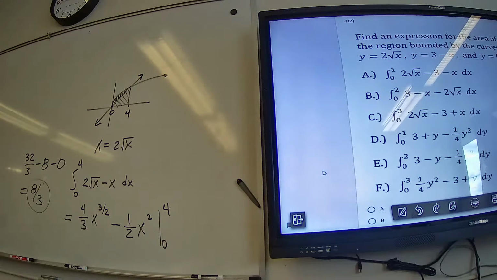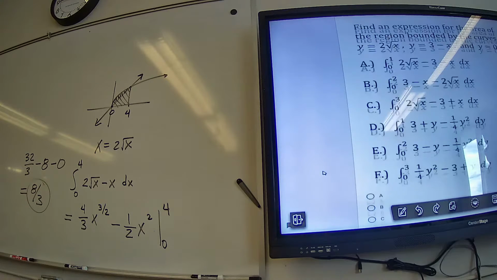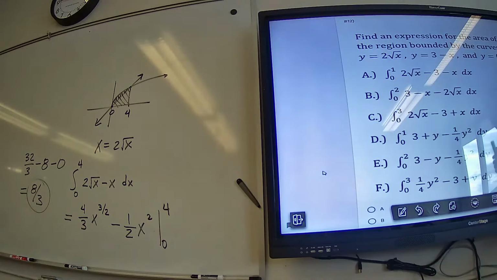Okay. I want to make sure I have plenty of time to discuss these with you. We can come back to 11 if we have time. So this question is, there's going to be some questions about making an integral with respect to y.